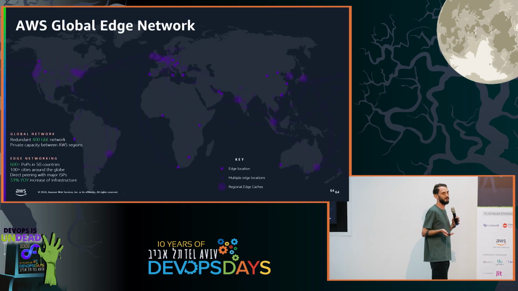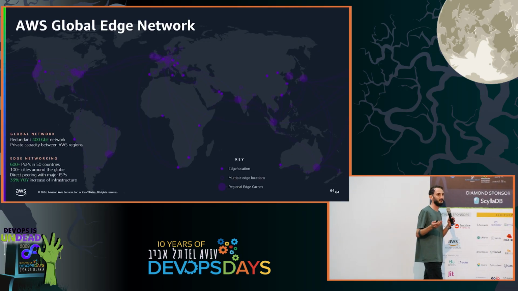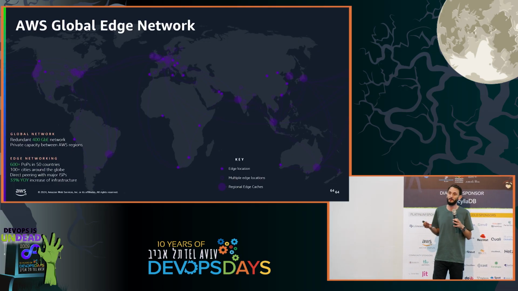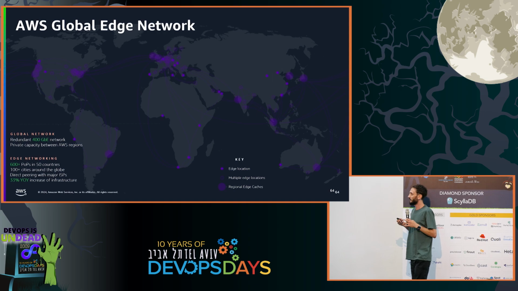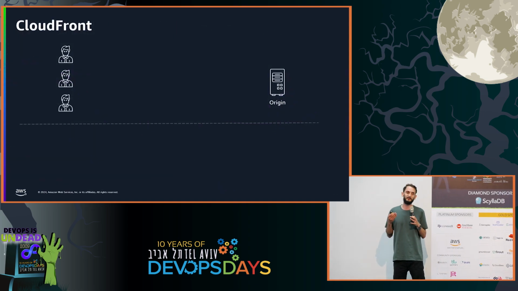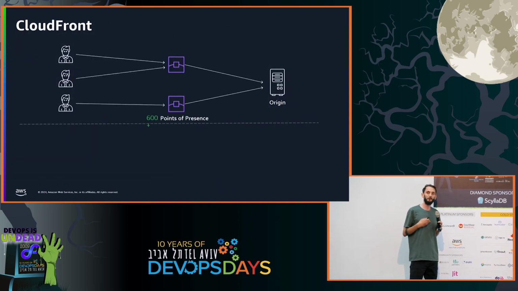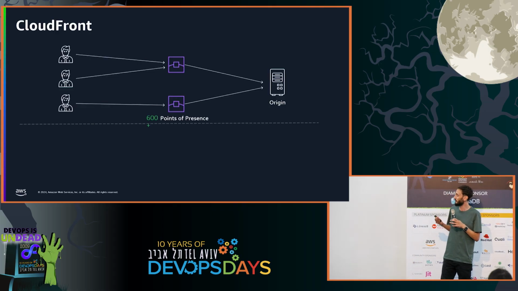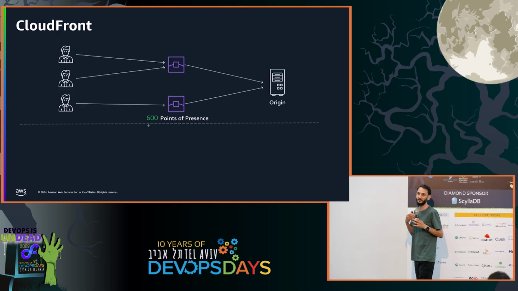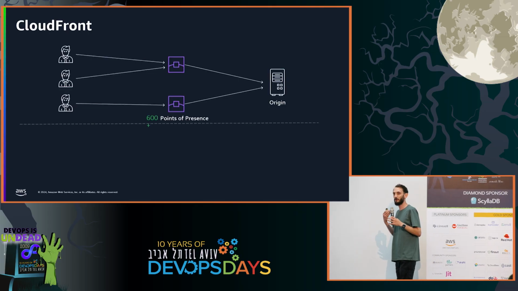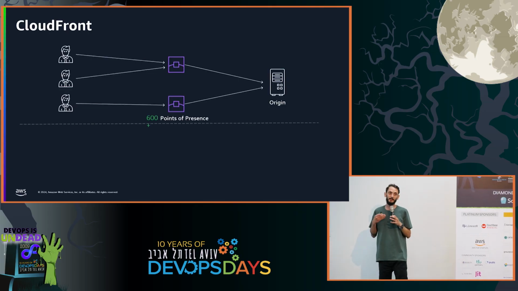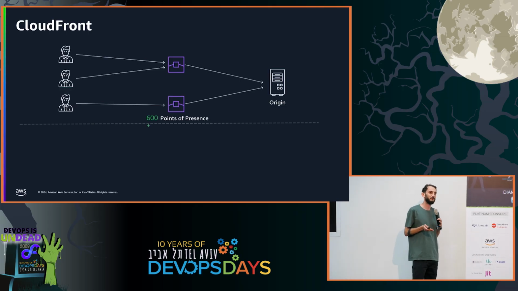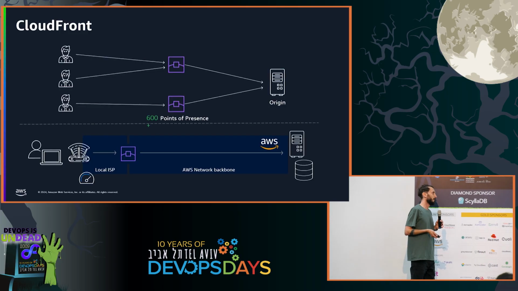So first of all, AWS CloudFront has 600 points of presence around the globe, meaning that when users try to reach the servers, first of all, they will get to these 600 points of presence. And these 600 points of presence also contain a cache layer. So if the same content is requested again, it will be served from a location near the user.